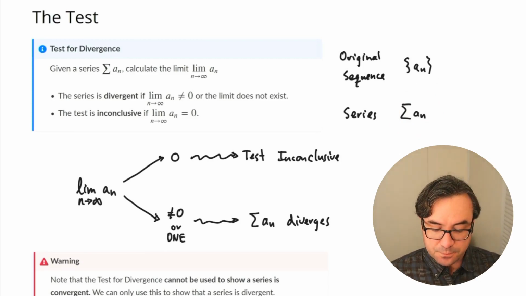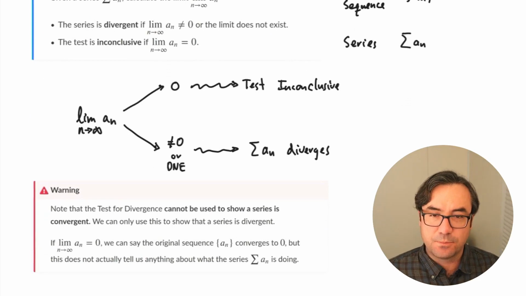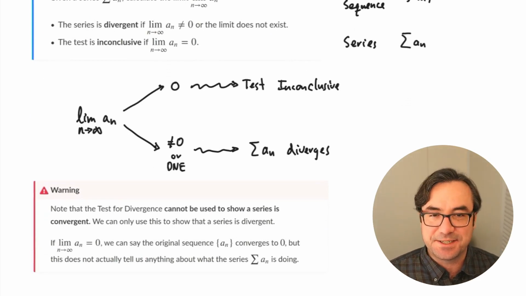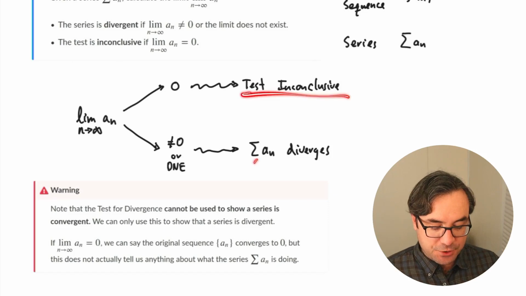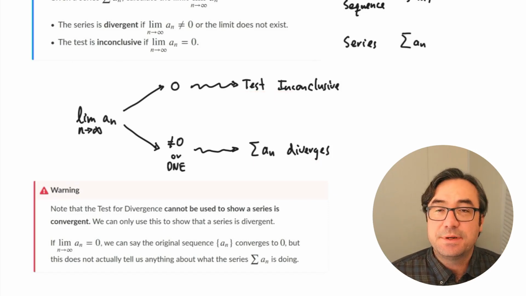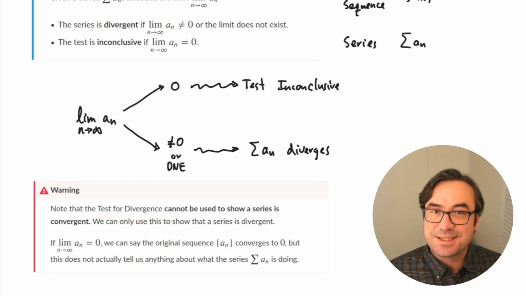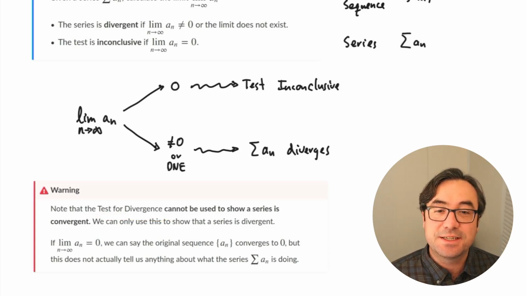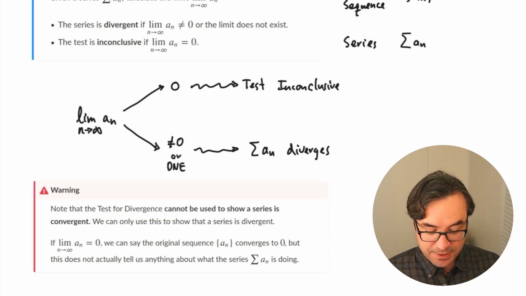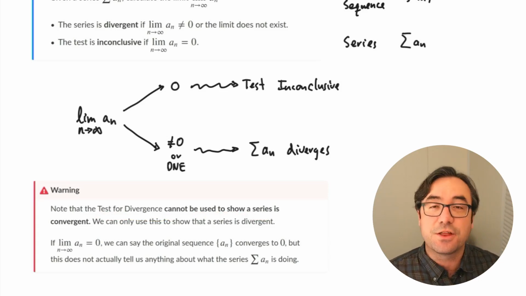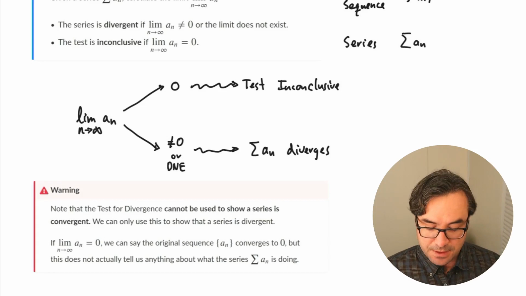And the one thing to note, kind of a warning, is that it's very easy to misinterpret this test. Of the two options here, neither of them tells us that our series converges. So the test for divergence only tells us if our series is divergent. It doesn't give us convergence. So we can't use this to show that a series converges. We're going to see there are other tests out there that we can use.